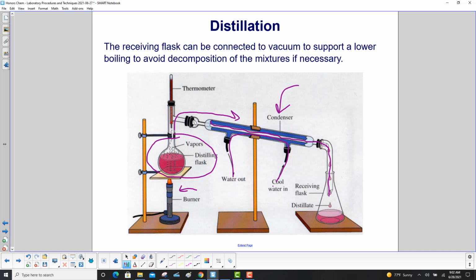The receiving flask can be connected to a vacuum to support a lower boiling point to avoid decomposition of the mixtures if necessary.